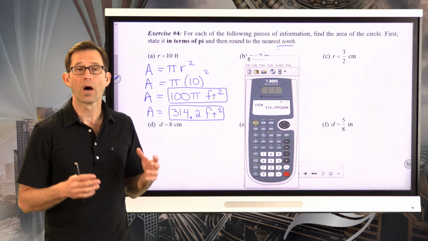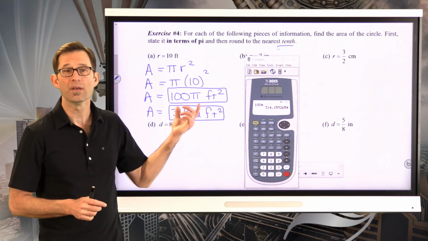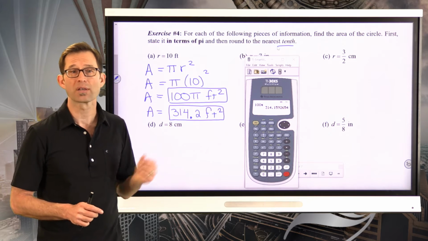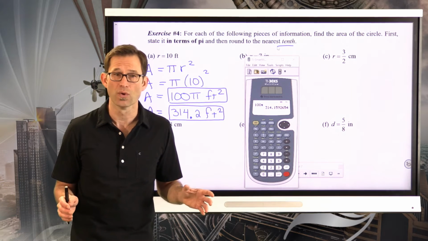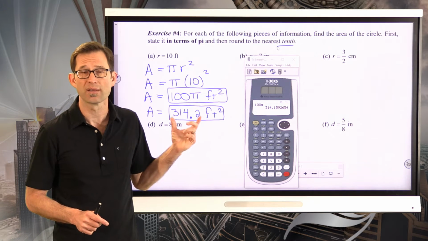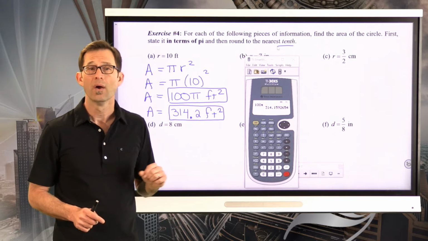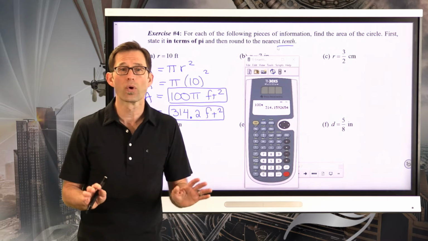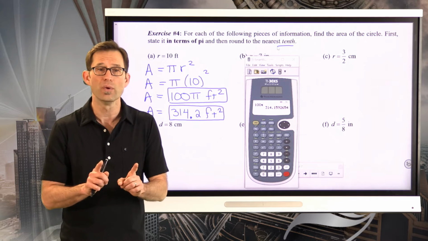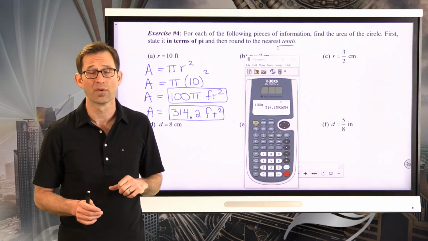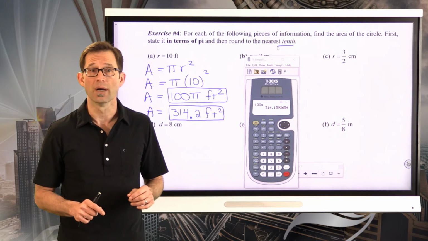Now, a lot of math teachers would say this is the exact answer, 100 pi, and this is an approximate answer, 314.2. In the real world, of course, we are always going to be using an answer like this in some way. We're going to round it at some point, okay? And hopefully in the real world, you would know how accurate you needed that area to be. Oftentimes, you don't need that area to be any more accurate than the nearest square foot, but sometimes you might.